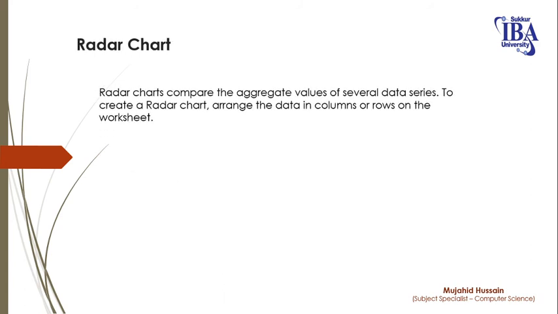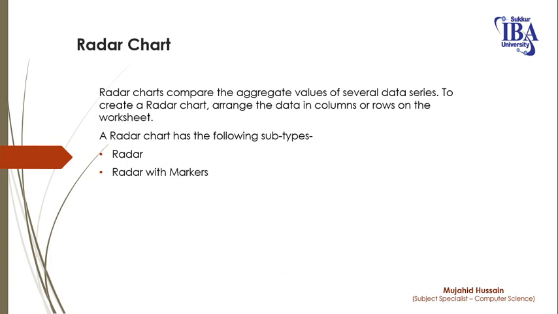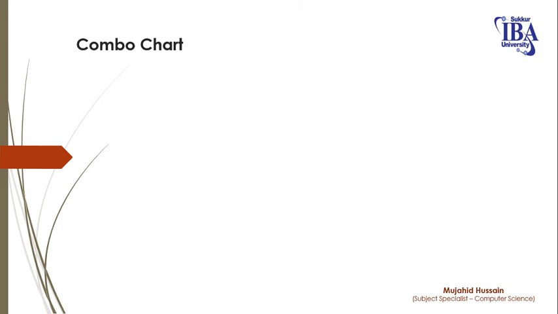The radar chart. Radar charts compare the aggregate values of several data series. To create a radar chart, arrange the data into columns or rows on the worksheet. A radar chart also has some types: radar, radar with markers, and filled radar. And in the last we have the combo chart.